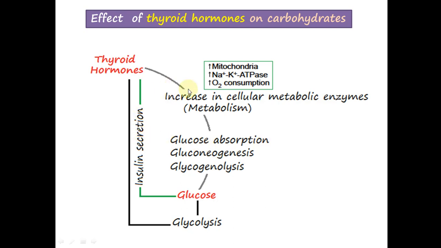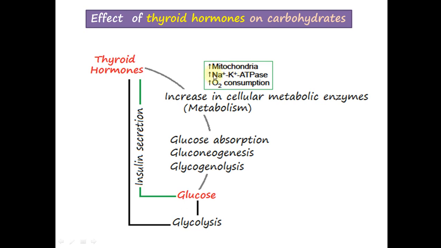Especially on carbohydrate metabolism, the thyroid hormones increase glucose absorption, gluconeogenesis, formation of glucose from non-carbohydrate residues, and glycogenolysis, in which glycogen is broken down into glucose. And in this way, the thyroid hormones make available a large amount of glucose to be used for energy and to undergo glycolysis. At the cellular level, thyroid hormones increase the number of mitochondria.